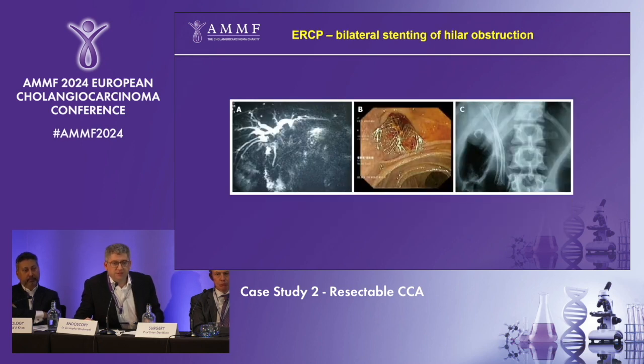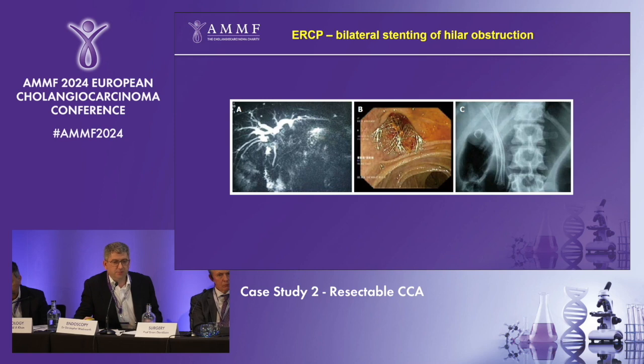It's not relevant to the case we're discussing now because our patient is likely to go forward for surgery, but in palliative cases where we know from the MDT discussion that we do not think that curative surgery will be possible, the aim is almost always for bilateral stenting when there's hilar obstruction, and that can be achieved either by ERCP or by PTC.